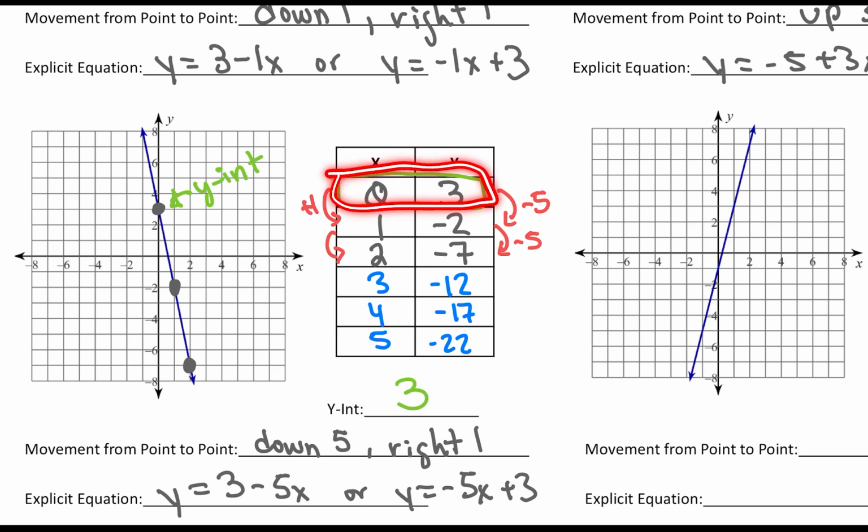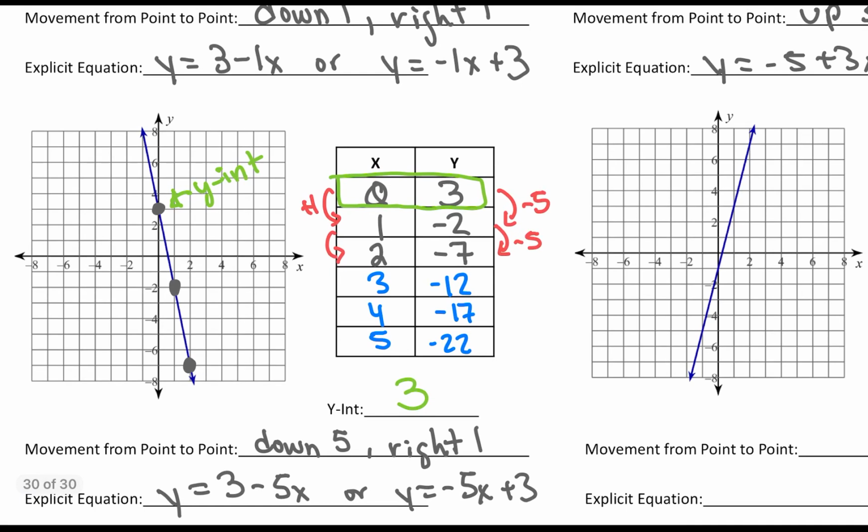Again, y-intercept is the number with x at time 0. We can also find it on the y-axis. The movement going from point to point, again going from left to right, is going down 5, right 1. Down 5 lines up with minusing 5 for our y's. Right 1 goes with adding by 1 for our x's.